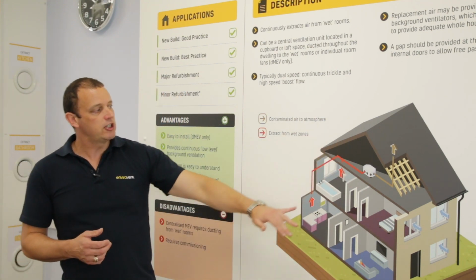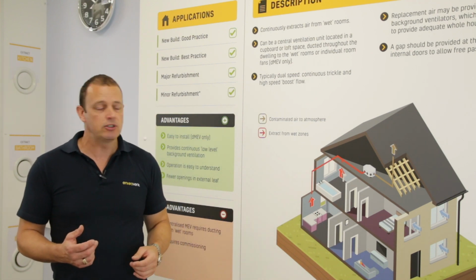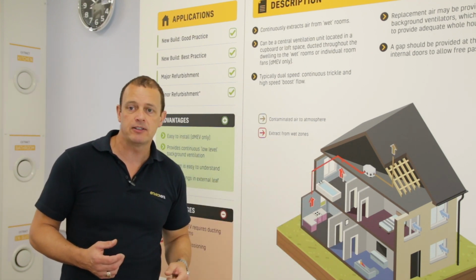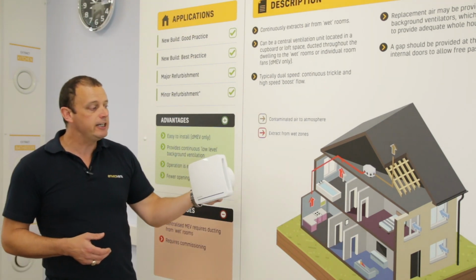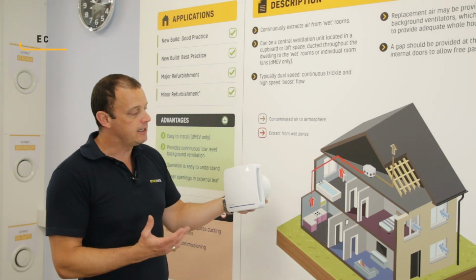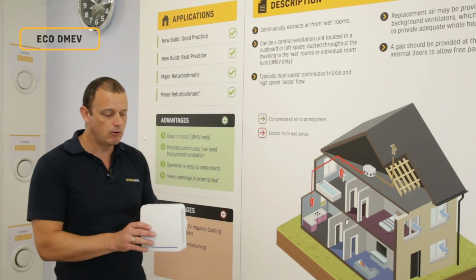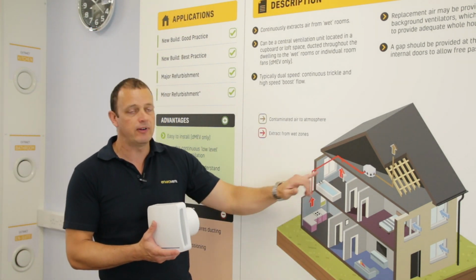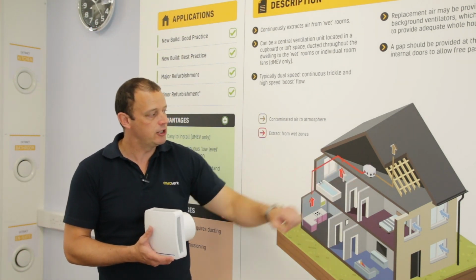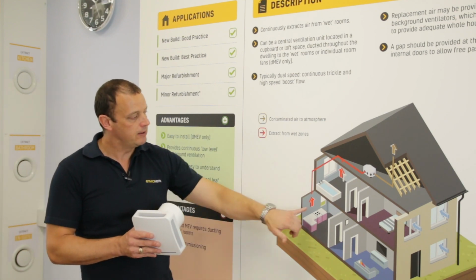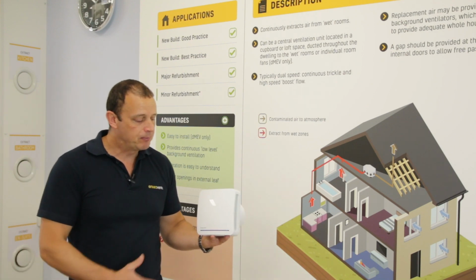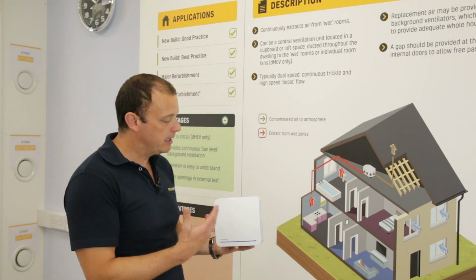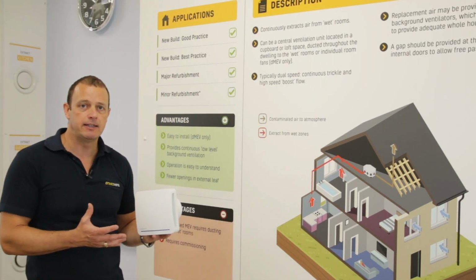If we didn't want to use a centralised system like that, we could use some individual room fans. Again, I'll get my esteemed colleague to pass me one. So we've got one like this. This is our Eco DMEV. D stands for decentralised. So what we mean by that is we have individual room fans. So rather than a centralised unit, we'd have a decentralised fan, individual room fans, one in the kitchen, one in the bathroom. Because these are running all the time, they run on what we call a trickle rate.